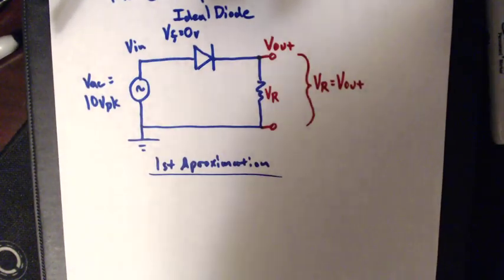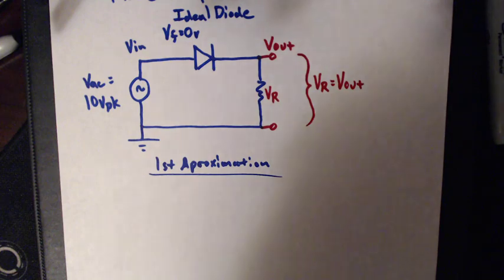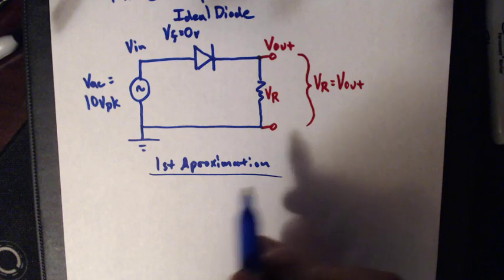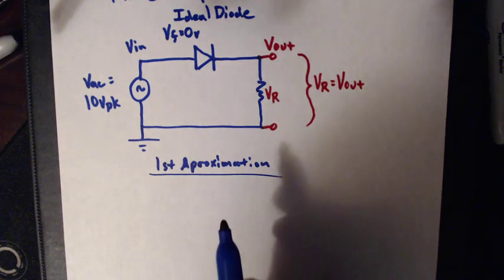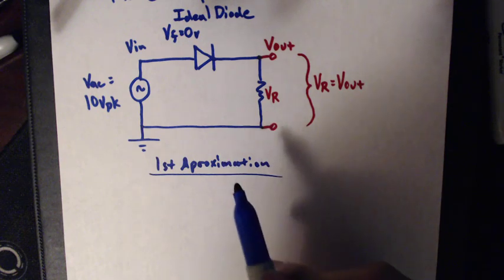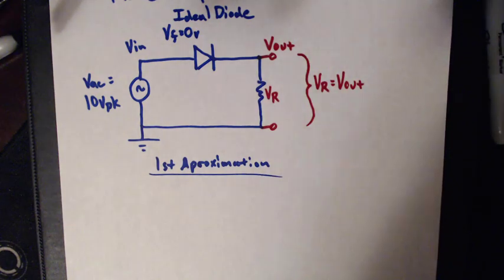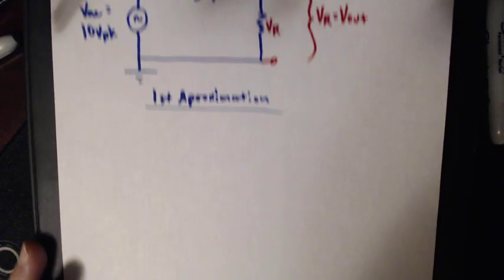Now, the easy way to analyze this circuit is to look at how it behaves in two different cases. Remember, we have a positive alternation and we have a negative alternation. So if we study this circuit from those two cases, we'll be able to fully understand what's going on. So what I'm going to do down here is set ourselves up a graph where we can plot V in versus V out.